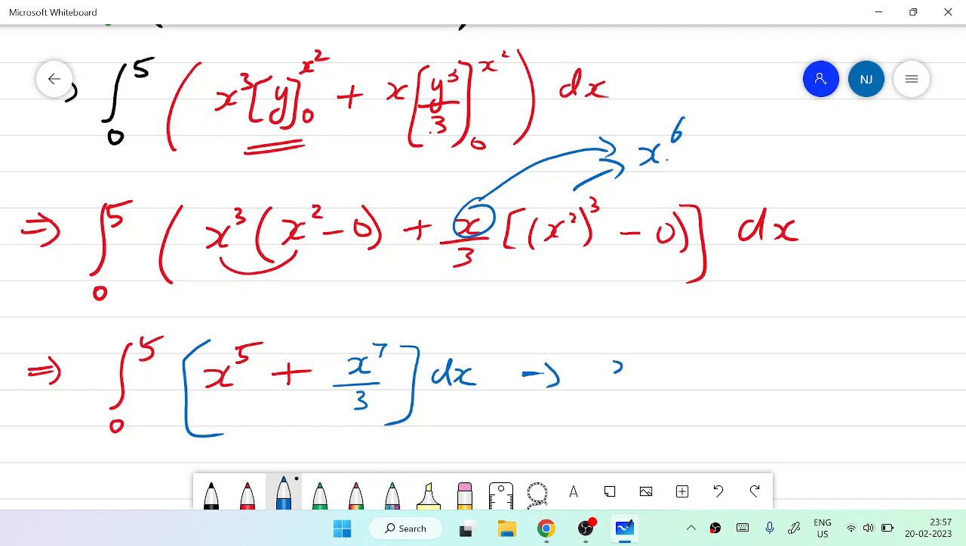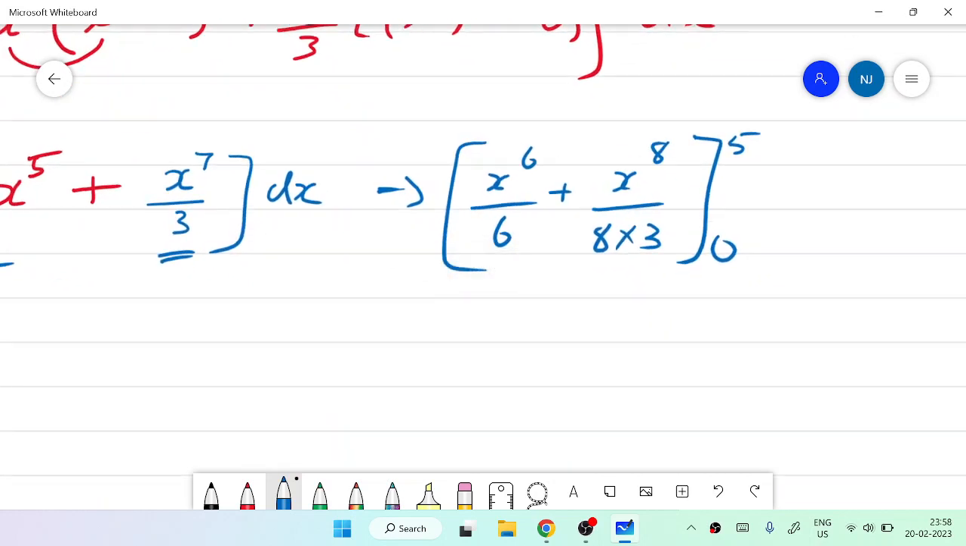So if you integrate x power 5, you will get x power 6 by 6. Plus, if you integrate x power 7, you will get x power 8 by 8 into 3. You are already having the 3, right? Then you keep this as 0 to 5. Understood?